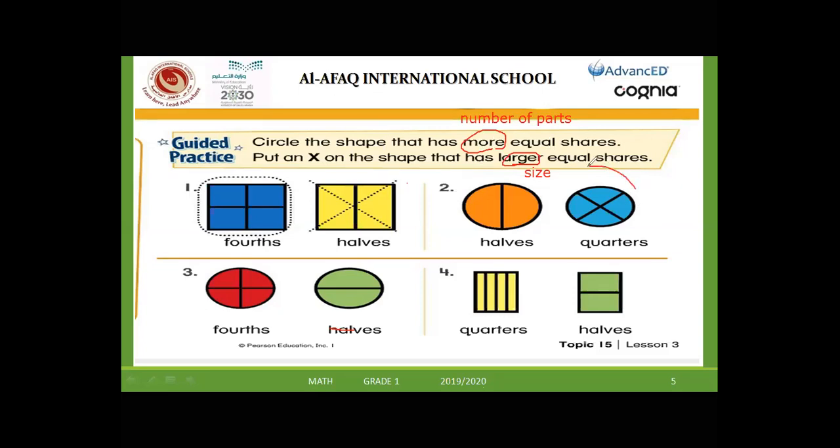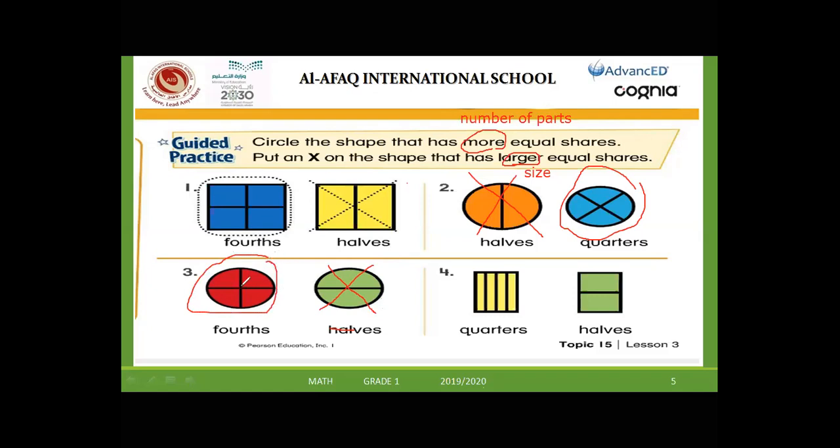I will circle fourths. Why? Because it has four equal shares. And I will cross what? I will cross here halves. Why? Because it is larger. Look here at the sizes. It's more than this size for one part. Okay, and I will do the same in all of these. The larger size, no, I can't circle. I will make what? Cross. He asked you to cross the larger, and circle the more of the parts.